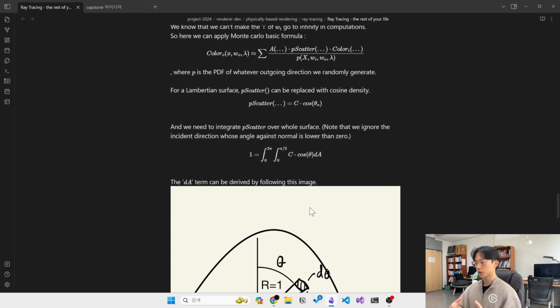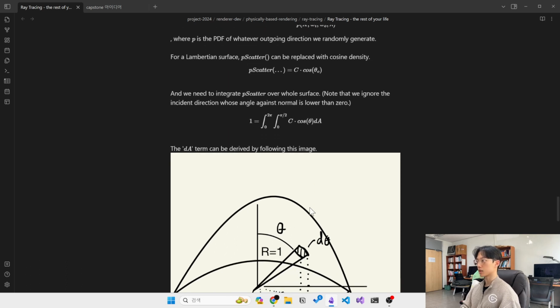And for a Lambertian surface, which is the ideal diffuse surface, P scatter can be replaced with the cosine density, which is the cosine rule. The cosine rule is simply that the higher the result of the dot product between the incoming ray and the normal vector of the surface, the more brightness there is. That's exactly the cosine rule.